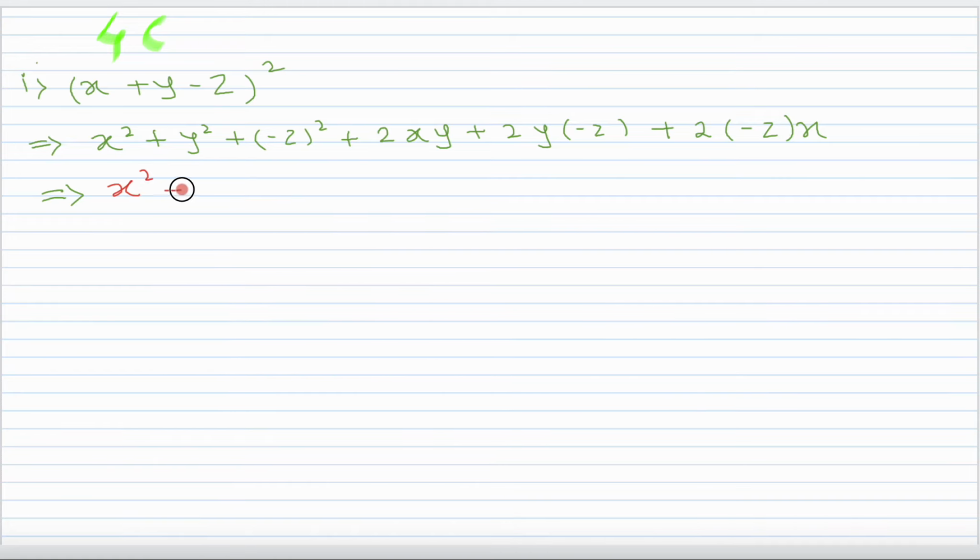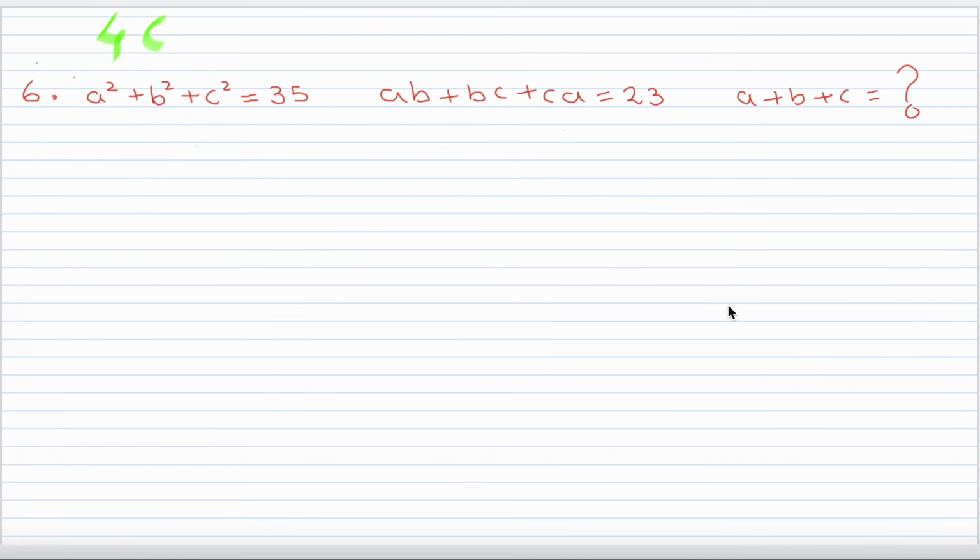x square plus y square. Square is always positive, so you have to write z square plus 2xy minus 2yz minus 2zx. So this is the answer. So next question, I have taken sixth question.